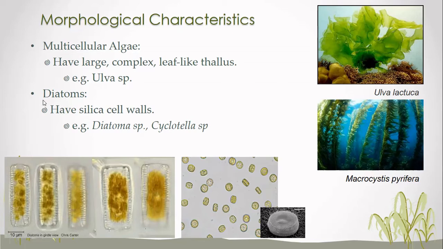Now, we have also diatoms, another type of morphology that contains silica or mga glass protist. So, one example ng species, genus, we have Diatoma species and Cyclotella species.